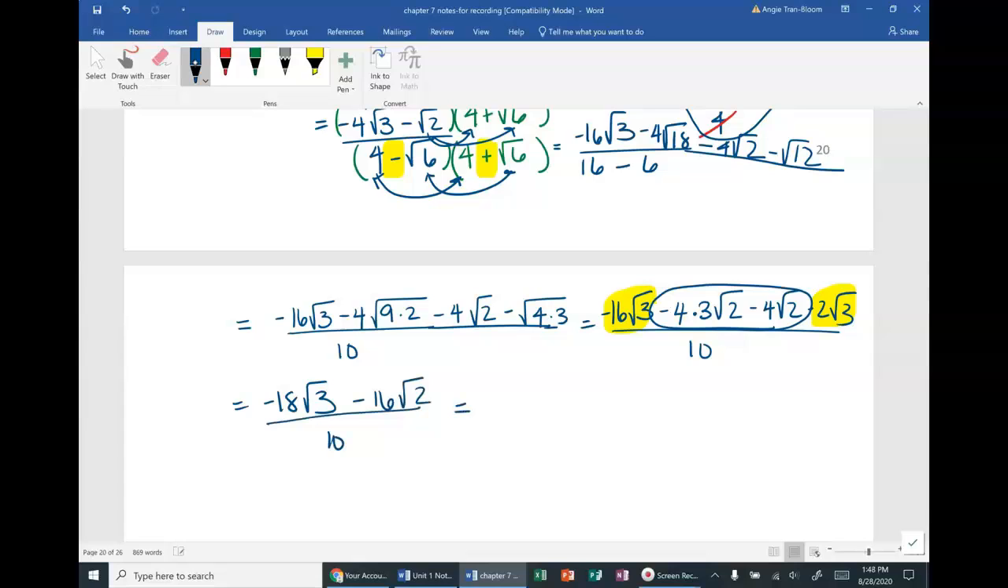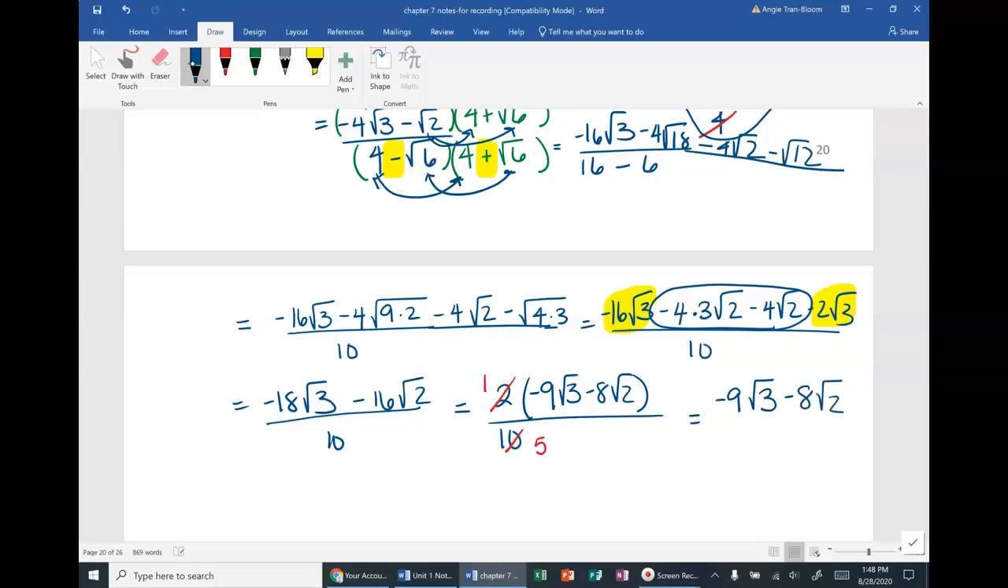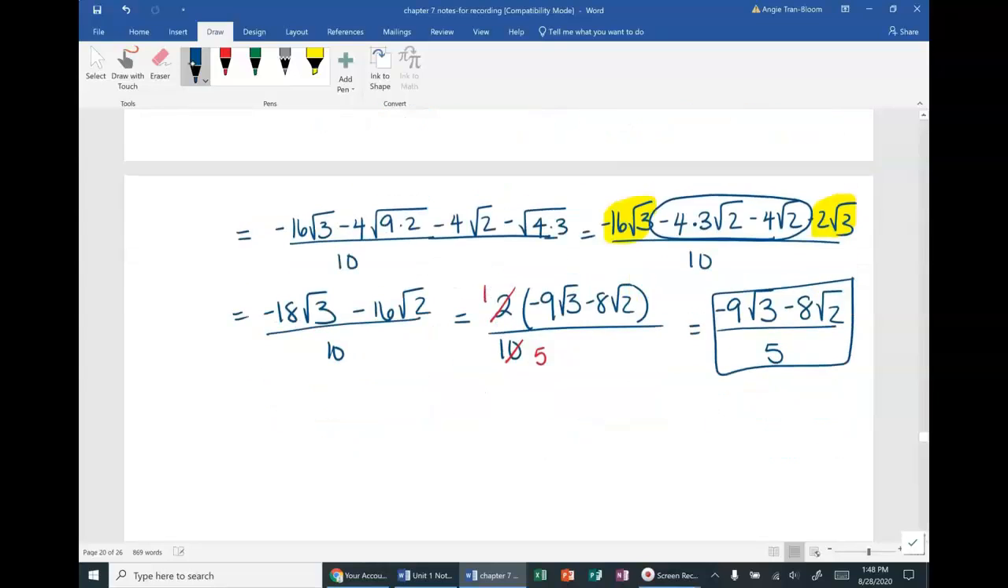On the numerator, I'm going to take out a 2 because it's even. So that's negative 9 rad 3 minus 8 rad 2 all over 10. The reason I factor it out is because I know I can simplify this, right? And I believe that is our final answer. This is negative 9 radical 3 minus 8 radical 2 all over 5. Okay, and if you want to take out the negative sign and write it in the front, I'm okay with that. No big deal at all.